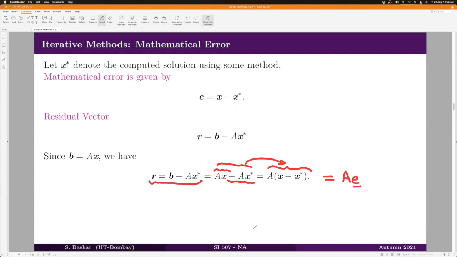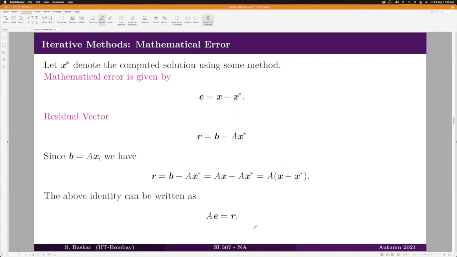Therefore, the vector E, which is unknown when the exact solution is not known to us, can be obtained as the solution of the system AE equal to R. Observe that once you have the computed solution X star, then R is explicitly known to us.